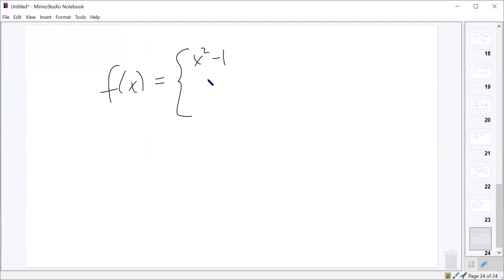We'll say it's equal to 2x plus 3 if x is less than or equal to 3, if x is greater than 3. They'll say, is this function continuous at x equals 3? And so you'll say, well, is it defined at 3?